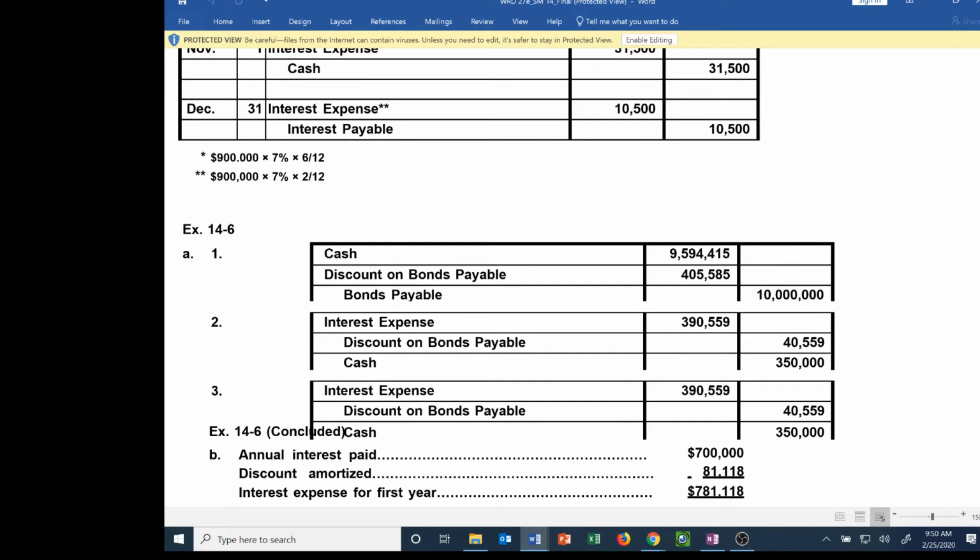It's the same thing for every payment. You can see this payment is the same as this payment. That's the way the interest method is.